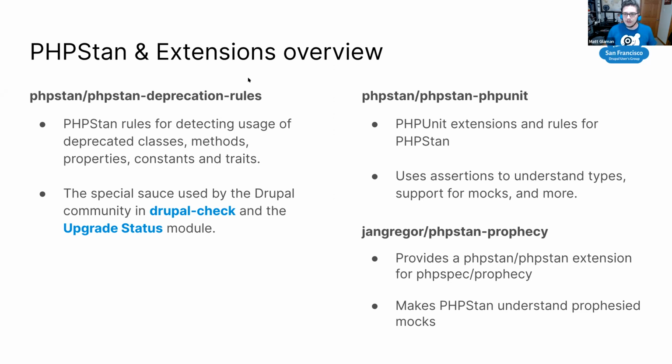There's PHPStan PHPUnit, which integrates with PHPUnit and is neat because if you do something like self::assertInstanceOf, it is able to infer that if this passes, this value is this type. And then there's PHPStan Prophecy. If you do a lot of testing and use Prophecy for mocking, this allows PHPStan to understand the mocks that you're generating with PHPUnit, which is really nice, because I run PHPStan on my unit tests as well as my regular, quote unquote, real code.